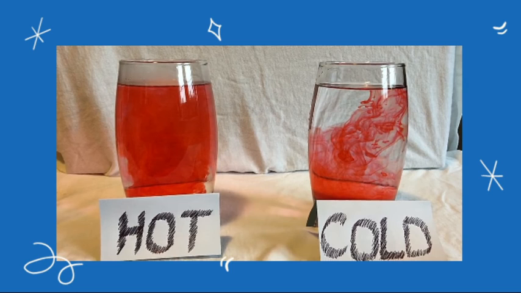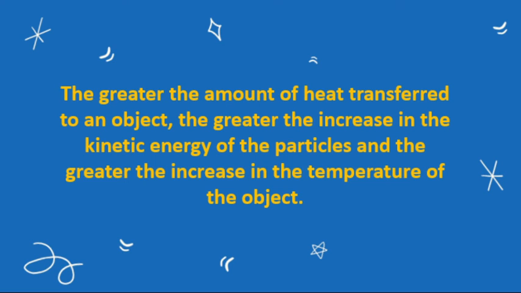So in this activity, we can conclude that the greater the amount of heat transferred to an object, the greater the increase in the kinetic energy of the particles, and the greater the increase in the temperature of the object.